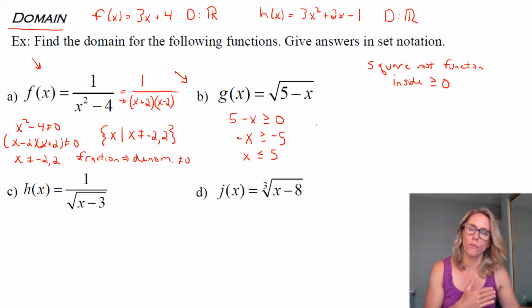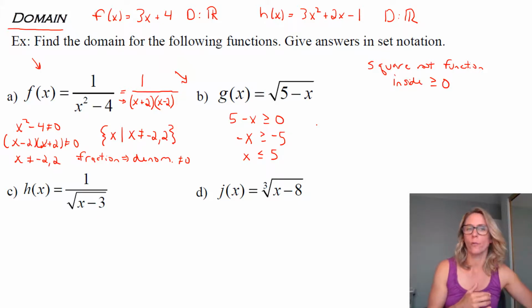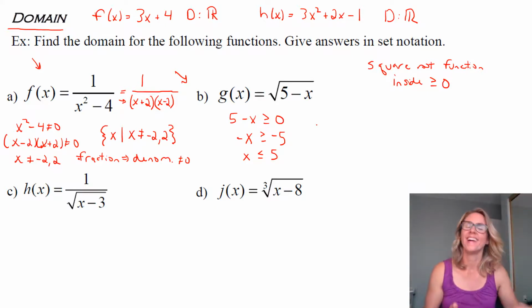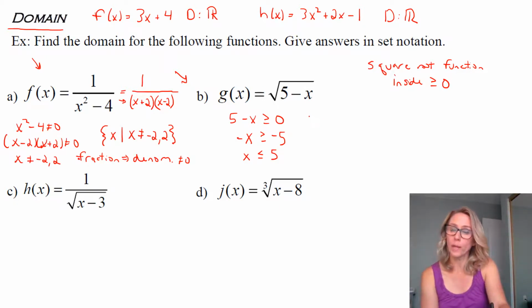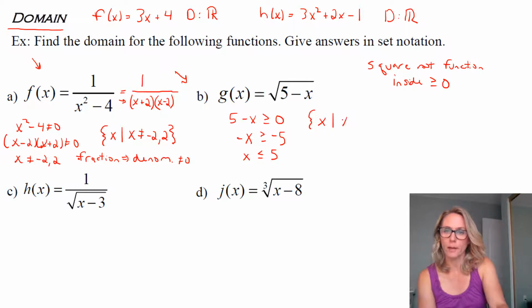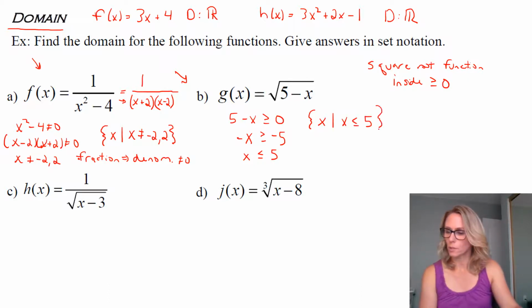And so that's why this is our domain, x being less than or equal to 5, because anything that is less than or equal to 5, whether it be 4.5, whether it be negative 0.15782, it's going to give us a positive number underneath the square root sign, and then the square root of that is still a real number. So it's part of our domain. So the way we write that is just the set of all x such that x is less than or equal to 5. So that's all you have to do.